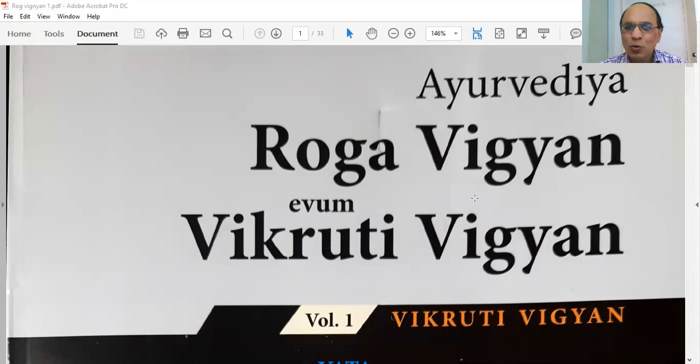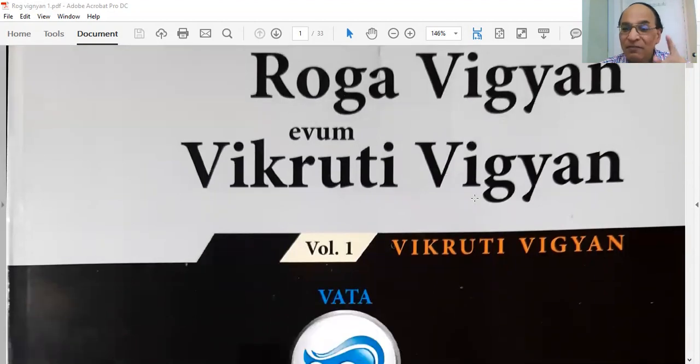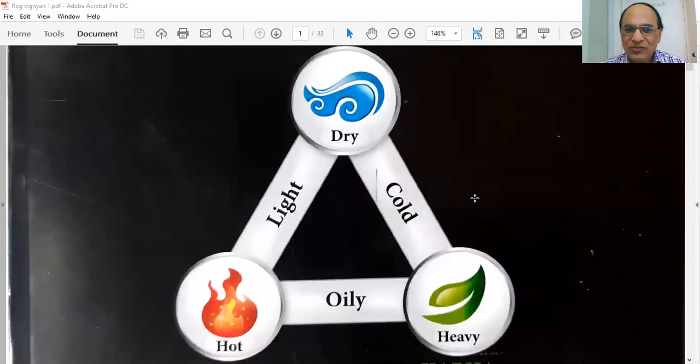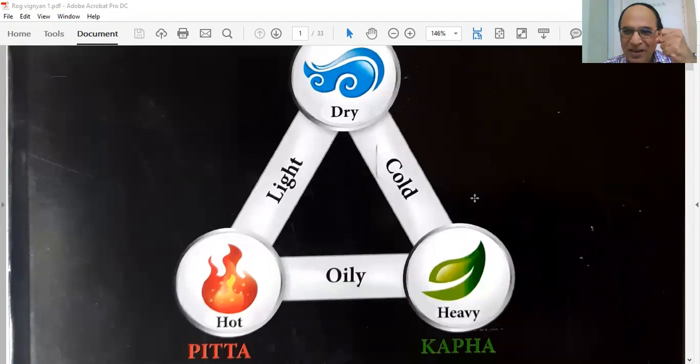There are 2 or 3 books written by Dr. Vivekananda regarding Roganidan. Today I will review volume 1, which is related to Vikruti Vigyan, the Ayurvedic aspect as well as the modern aspect. So let us start. You can see Vata, Pitta, Kapha. These are the main culprits of pathology. They are called gods when they are in physiology, and they are called demons when they are in pathological conditions.